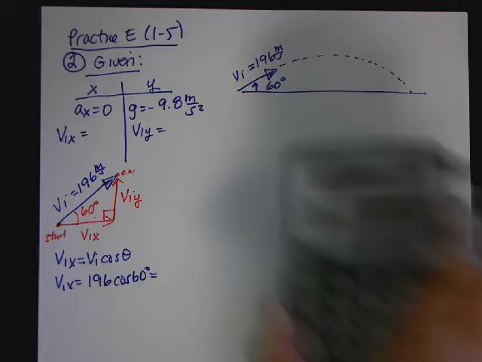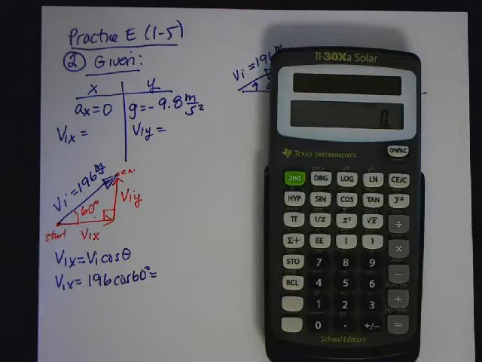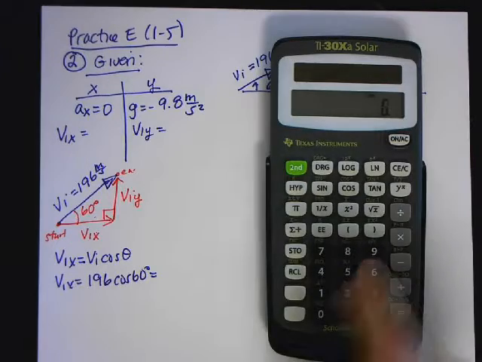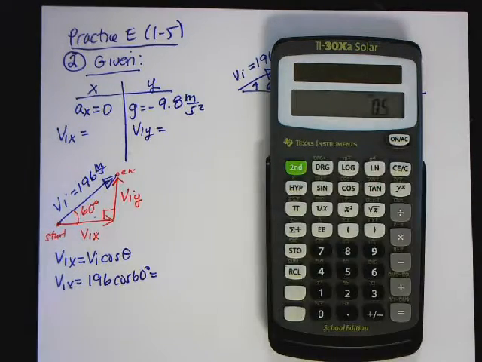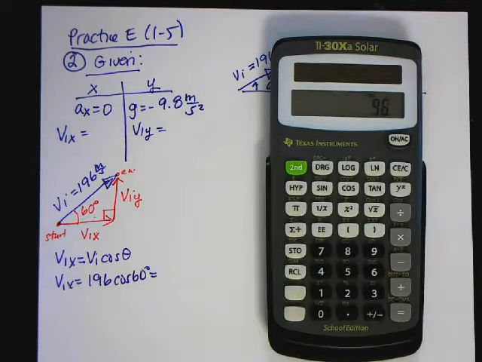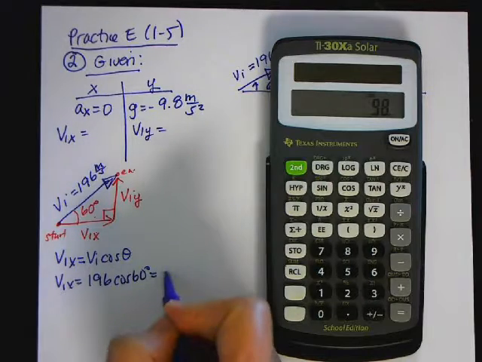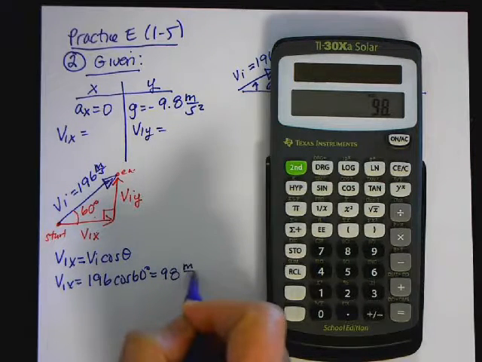Now, we need to know how to do it on the calculator. So on the calculator, what I'm going to do is press 60 cosine times 196 equals, and it comes out to be 98. So this is going to be 98 meters per second.